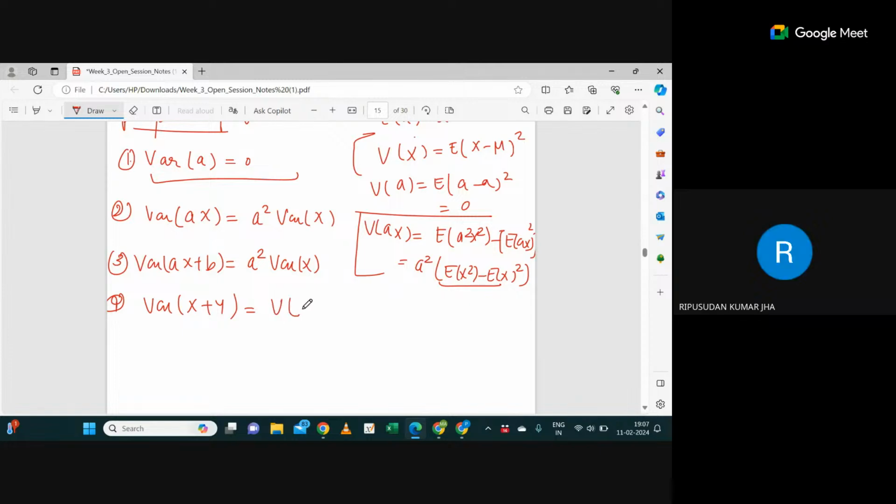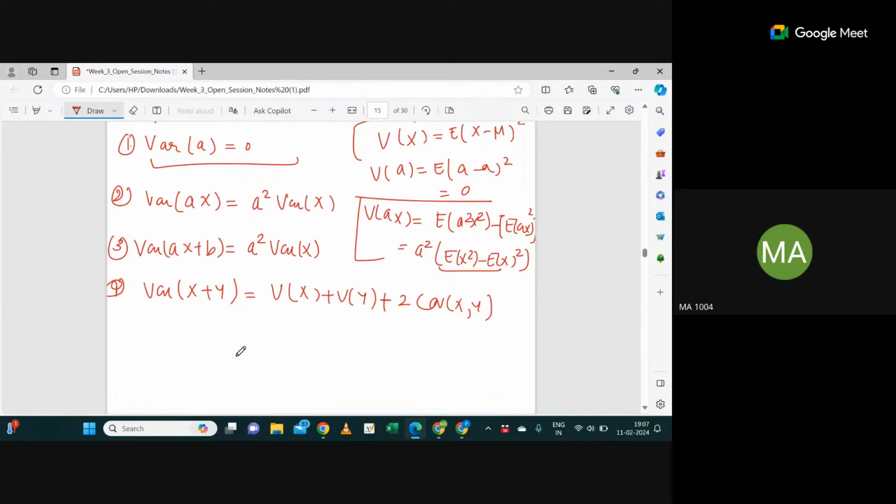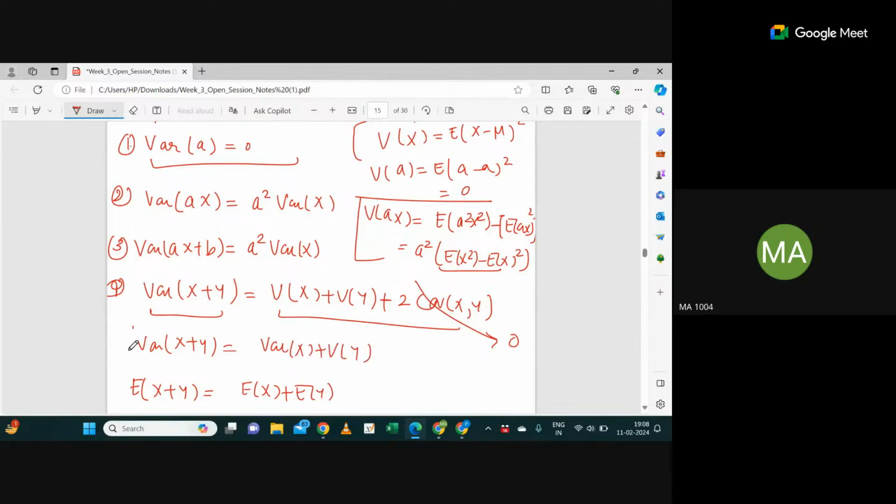Now tell me, what about variance of x plus y? Variance of x plus variance of y plus covariance of x and y. This is something we are getting. Remember that expectation of x plus y will always be the same as expectation of x plus expectation of y, and it is true for any random variables, whether x and y are related, dependent or independent. But in case of variance, this is the expansion formula. If x and y are independent, then covariance will be 0. In that case only, variance of x plus y is the same as variance of x plus variance of y, when x and y are independent.